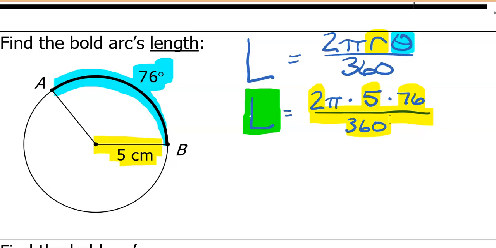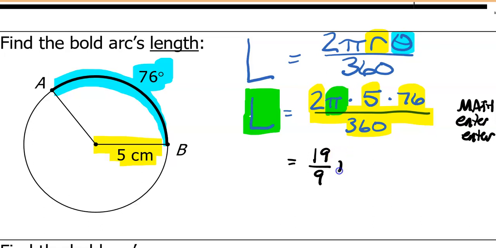You might have to hit math, enter, enter, if you have one of the big calculators. Again, that was math, enter, and then enter again, if you have one of the graphing calculators. And that gave me 19 over 9. And then all you have to do is throw the pi into your answer, and you're good.